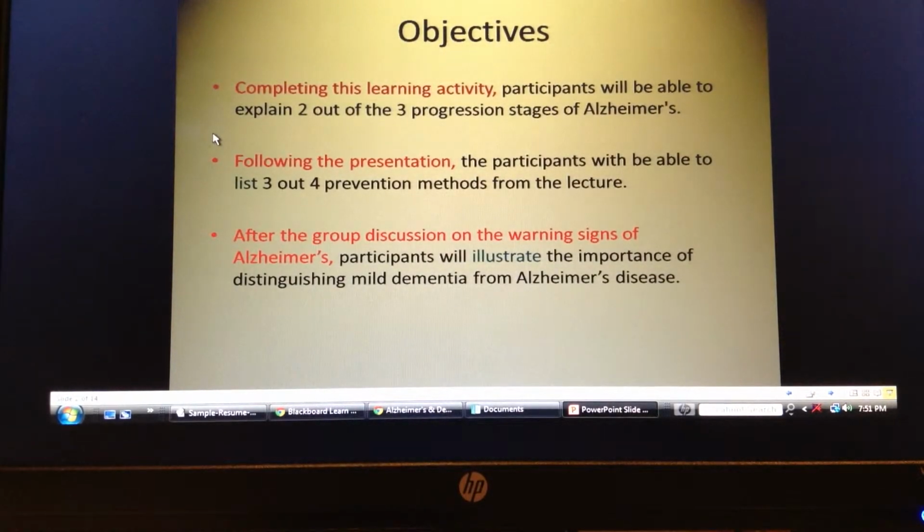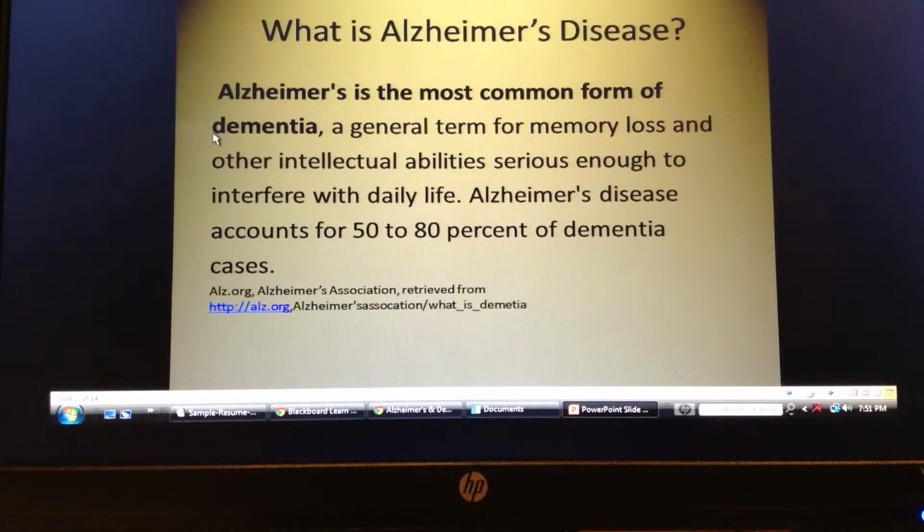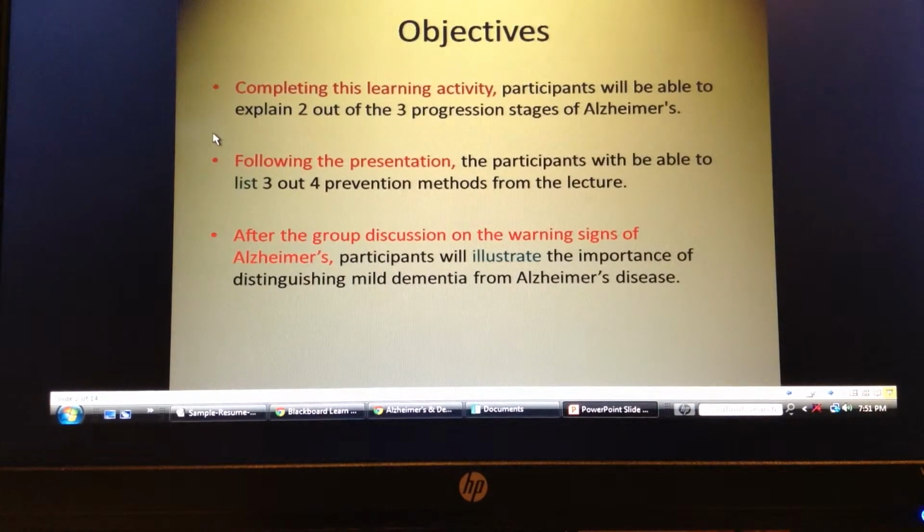Objectives. Completing this learning activity, participants will be able to explain 2 out of 3 progression stages of Alzheimer's. Following the presentation, the participants will be able to list 3 out of 4 methods from the lecture. After the group discussion on the warning signs of Alzheimer's, participants will illustrate the importance of distinguishing mild dementia from Alzheimer's disease.